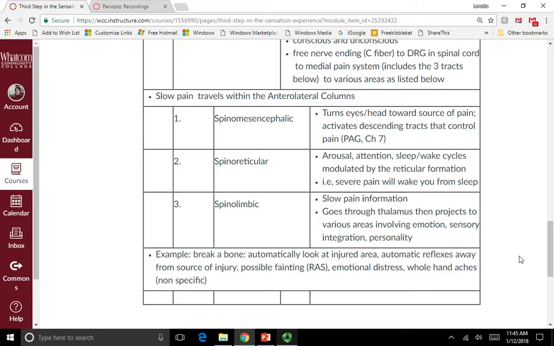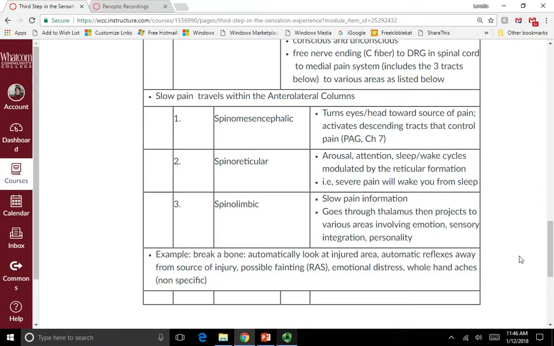Okay? So the next tract that travels within the anterolateral medial pain system is the Spinoreticular Tract. So it goes from the spine to the reticular activating system. The reticular activating system controls our arousal, attention, sleep, and wake cycles. Those arousal, attention, sleep, and wake cycles are modulated by the reticular formation. That's why severe pain will wake you from sleep.